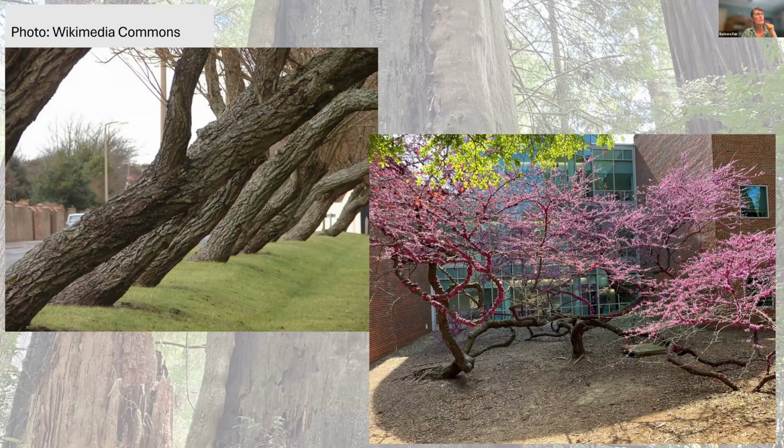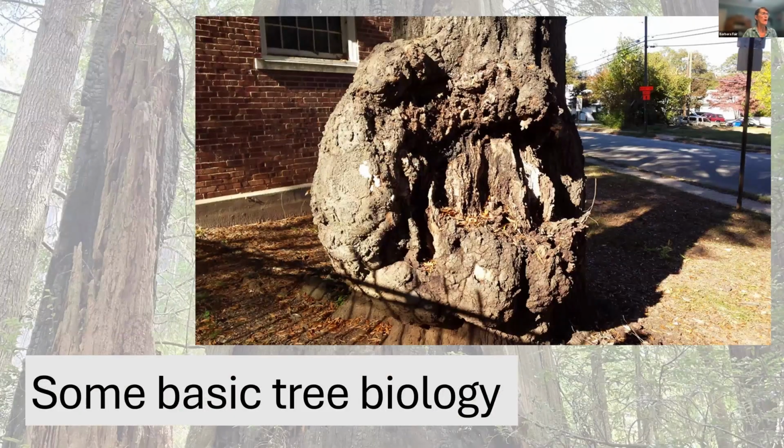And they have what we call cauliflowering, which is where you see the flowers growing along the stems like that, sort of like little bursts of cauliflower, but really a nice pink color. Although I guess we do have purple cauliflower now. So, some basic tree biology.